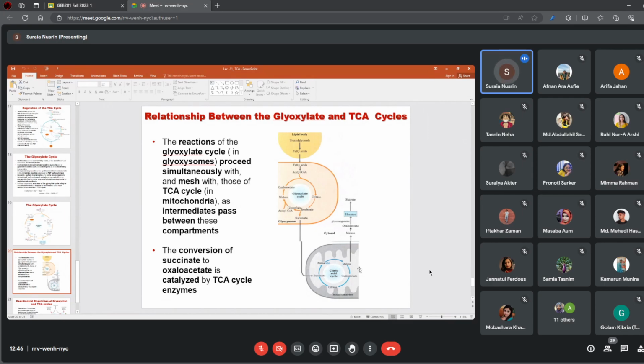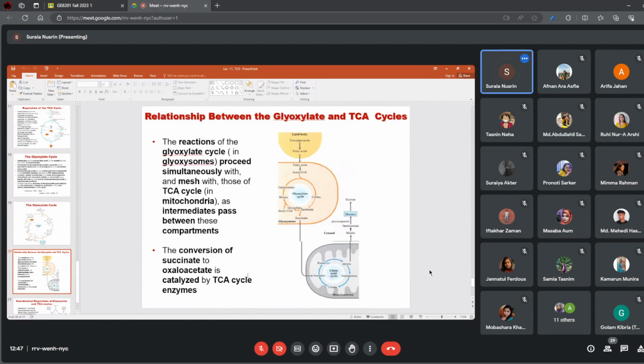Here the main job is that the intermediates of the TCA cycle are used to synthesize glucose, and that process is called gluconeogenesis. If you look at oxaloacetate, which is the ultimate intermediate, from it the cell synthesizes glucose, the hexose sugar, and ultimately from the hexose sugar other forms of carbohydrates are synthesized. That reaction occurs in the cytosol. Okay, gluconeogenesis occurs in the cytosol.